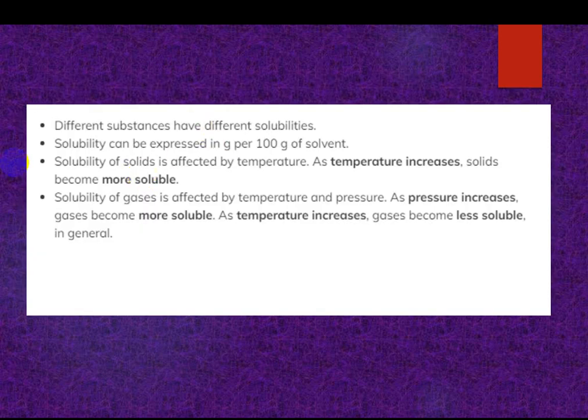Different substances have different solubilities. Like in water, sodium chloride solubility is 36 gram, potassium nitrate solubility, for example, 40 gram, copper sulfate solubility is 60 gram. Solubility can be expressed in gram per 100 gram of solvent.